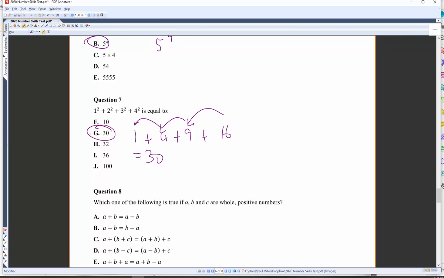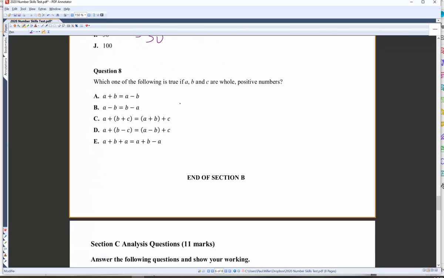There it is there. Which of the following is true if A, B, and C are whole positive numbers? So usually with these ones, you have to just check the answers until you find something that looks right. So let's start with A. A plus B is the same as A take B. That's completely false. That's saying addition is the same as subtraction. No way. A take B is the same as B take A. That's false as well.